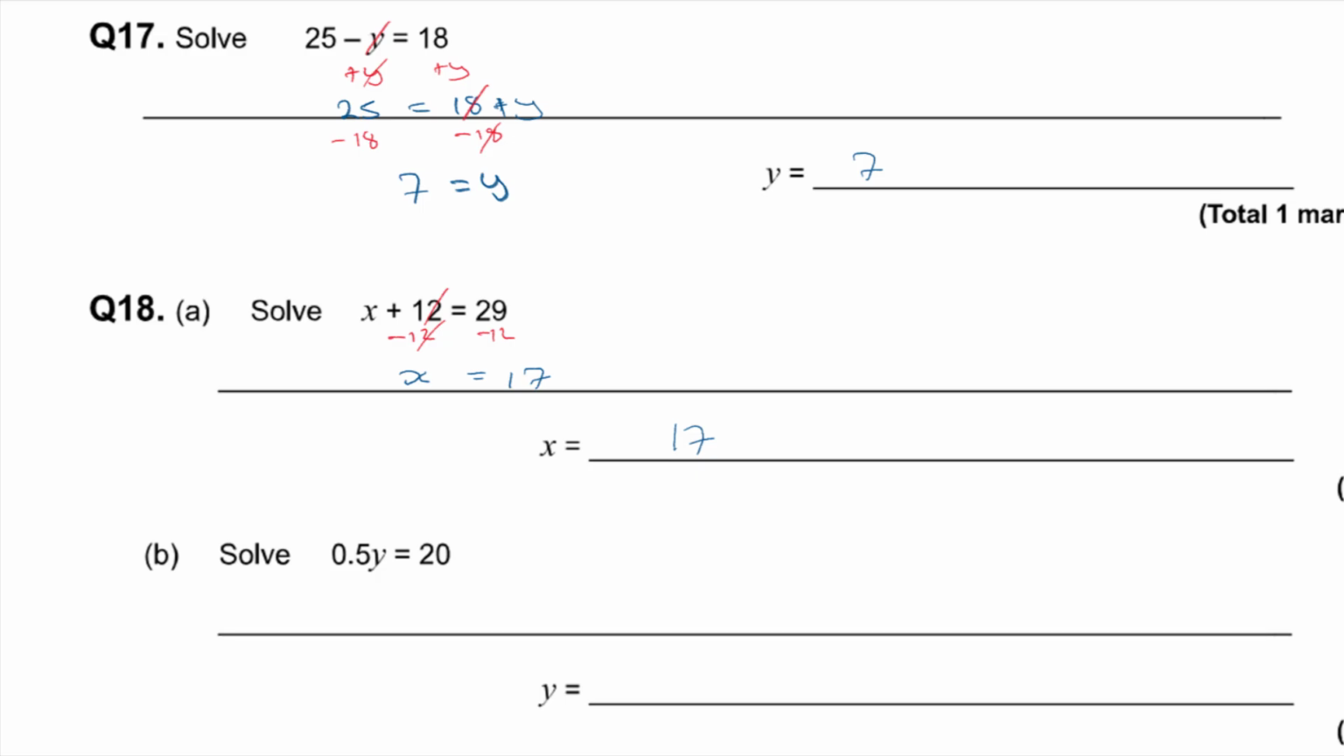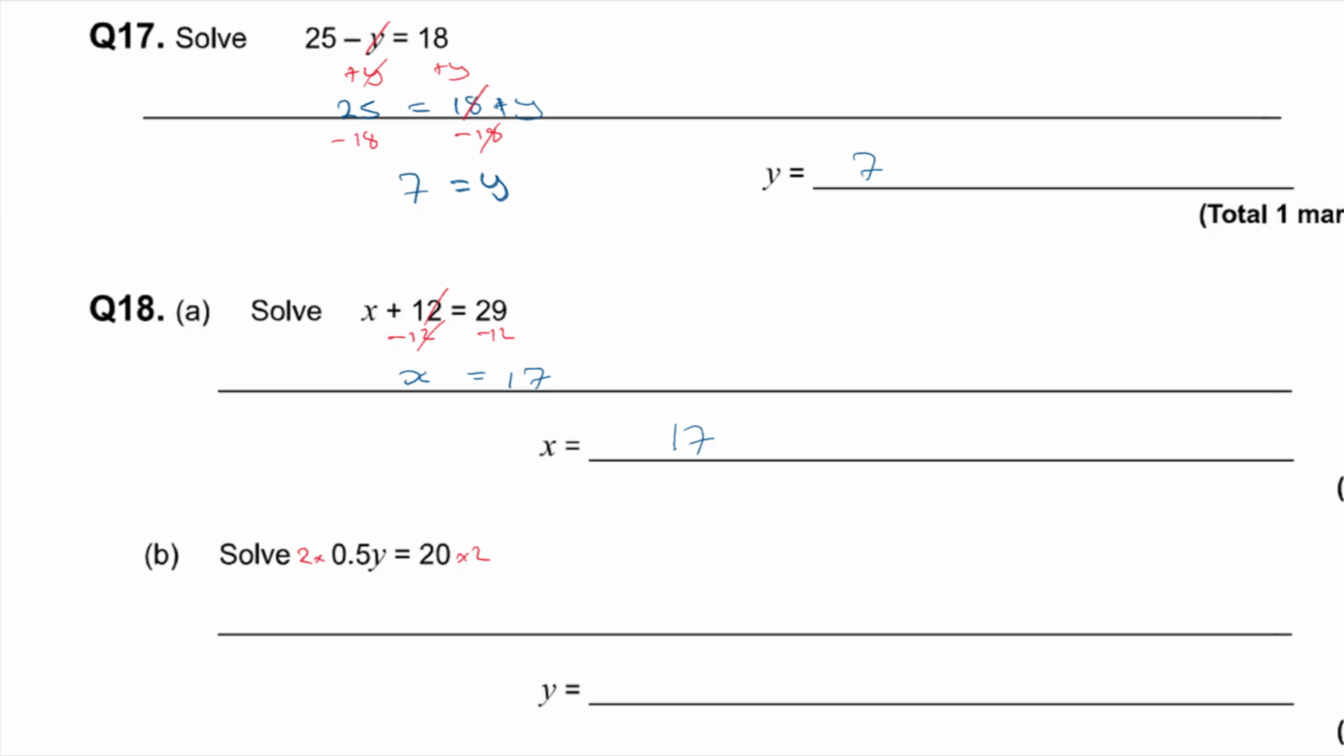Question B, solve 0.5y is equal to 20. Well, 0.5y is like half y, isn't it? Half of y is equal to 20. Now, how can I get y back from half y? I need to double it, don't I? So in this one, I'm going to have to multiply that side by 2 to get y again. And if I multiply that side by 2, I've got to do it this side as well.